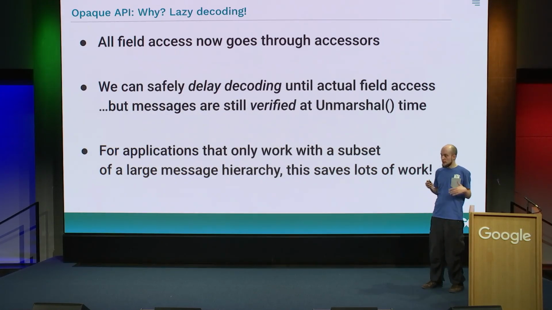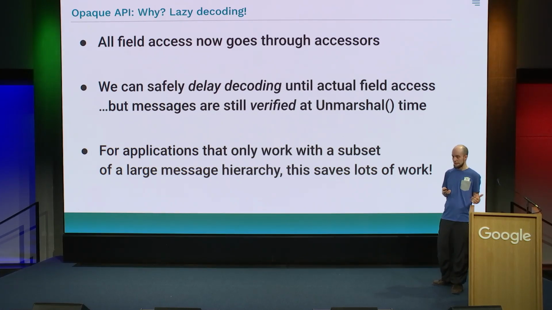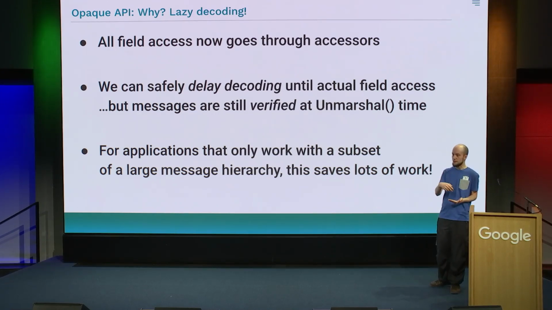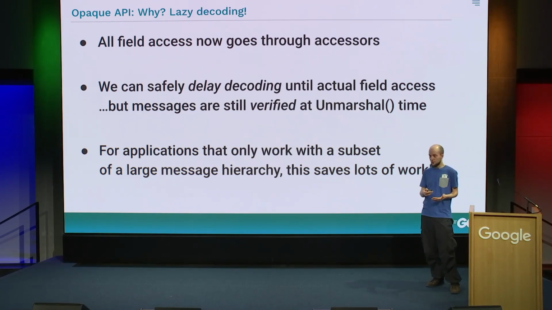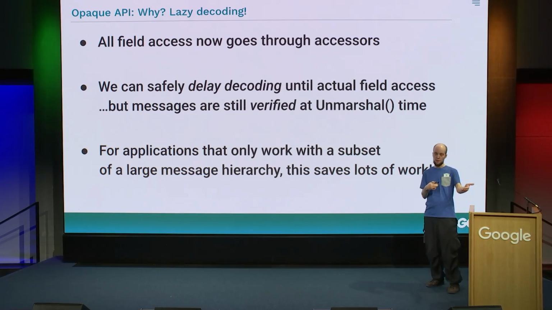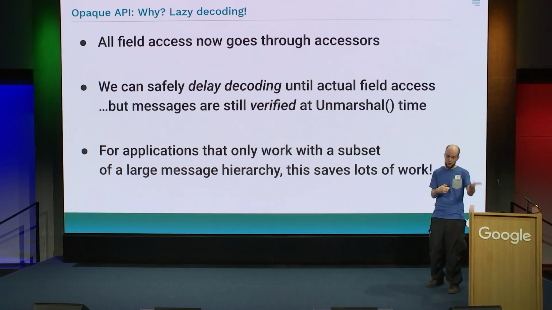All right, as I mentioned, now that all field access has to go through accessors, this actually opens the door to another optimization that we could implement, which is lazy decoding. With lazy decoding, the idea is that we can safely delay the decoding work until the field is actually accessed. However, the message still needs to be verified at unmarshal time, because if you paid attention, you will have seen that all of the accessor methods do not return an error, and you don't want to handle an error in every accessor. So you still want the unmarshal function to tell you if the message is not correctly formed. So we still need to verify it, but we don't need to fully decode the message.